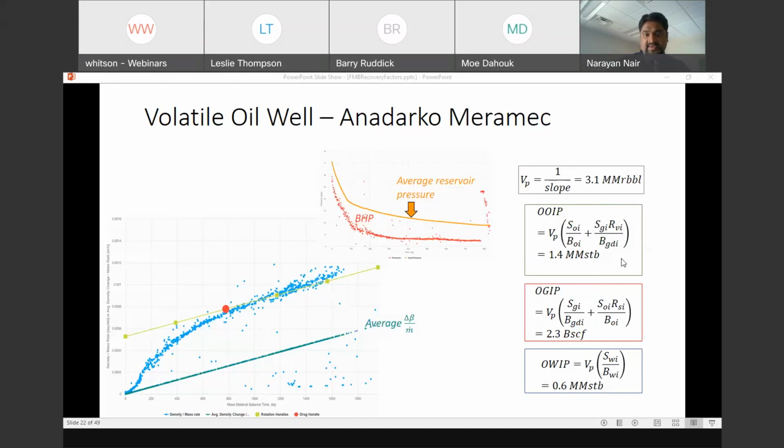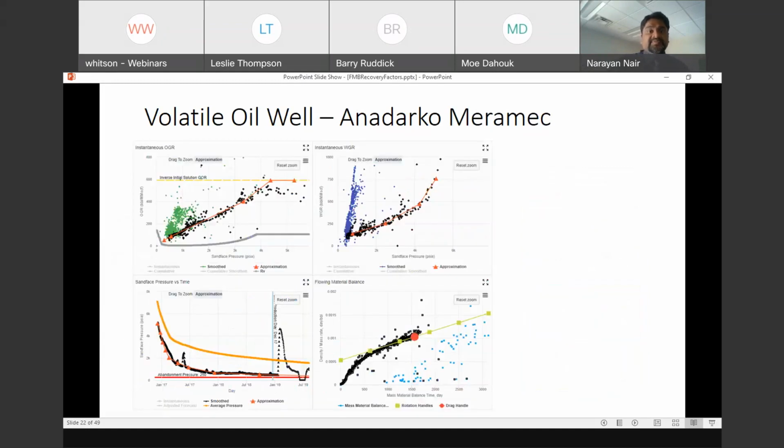And here is the recovery factor module workflow applied on that same production data. So here's a 4-pack of plots. The plot on the left is the instantaneous oil gas ratio versus end phase pressure. And what's shown on here are 2 important curves. I don't know, Matthias, can you see my mouse as I hover?